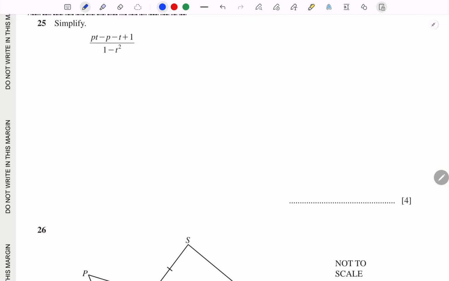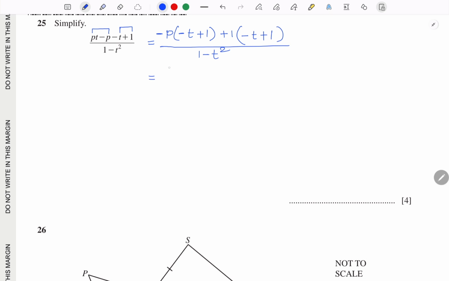Let's solve the next question now. We have to simplify this equation. Let's see how we can do this. Okay. See here, if I take P common, I will be left with minus T plus 1. And from here, if I take plus 1 common, I will be left with minus T plus 1. Okay. And here, I have 1 minus T squared.